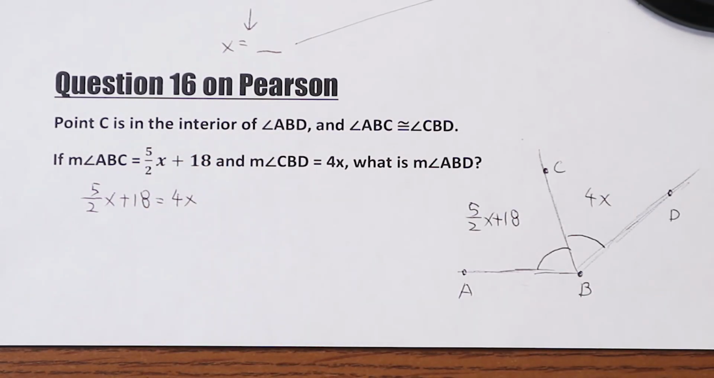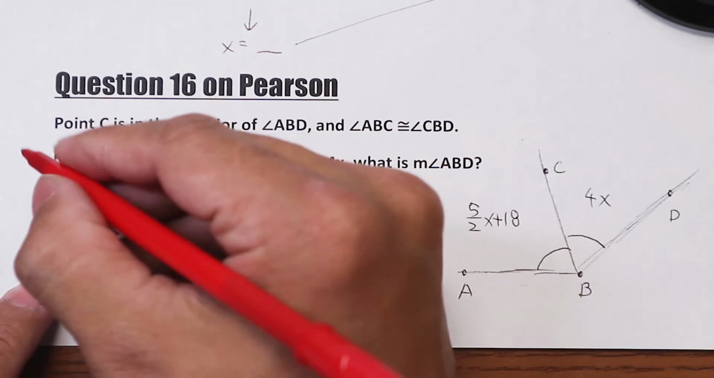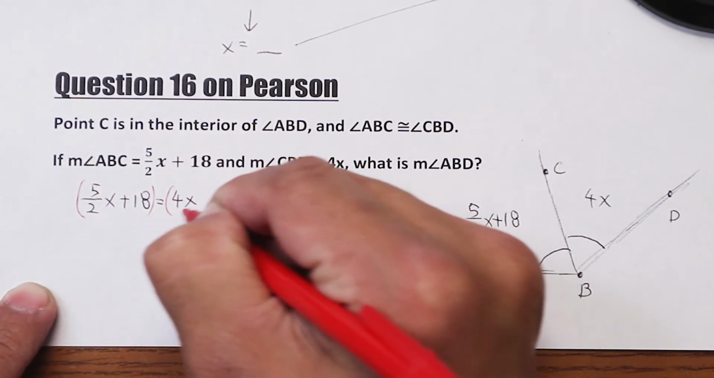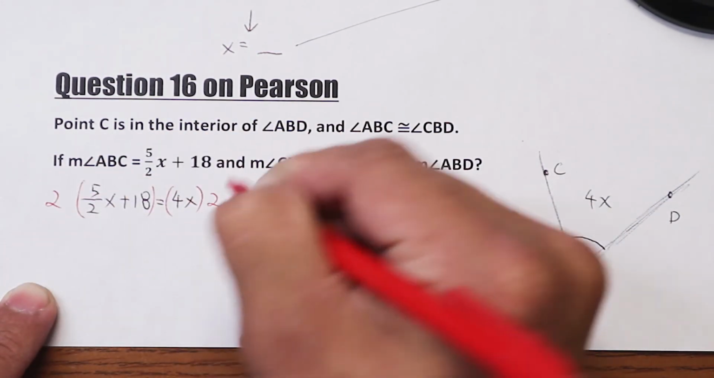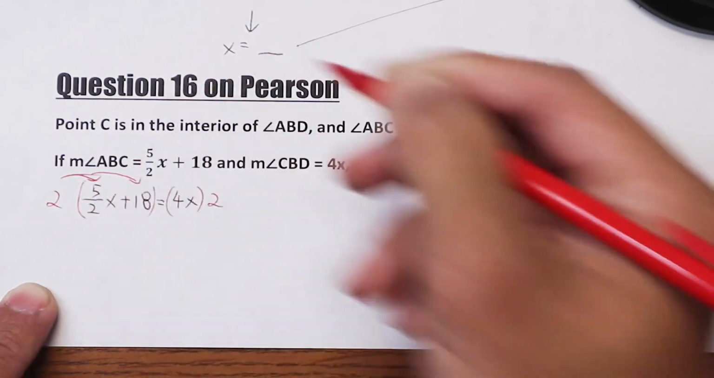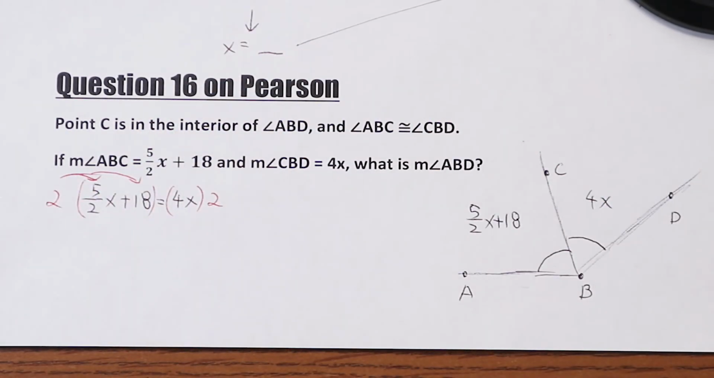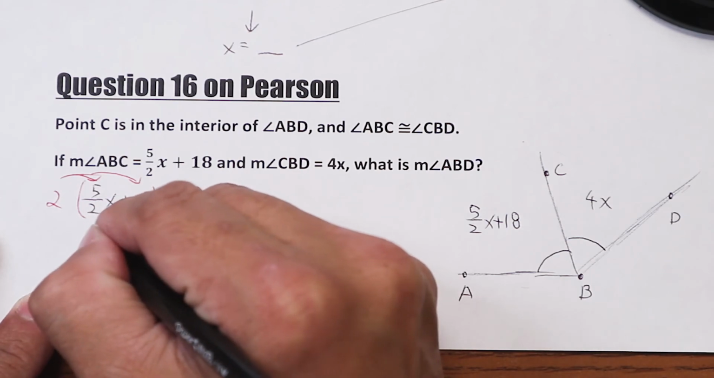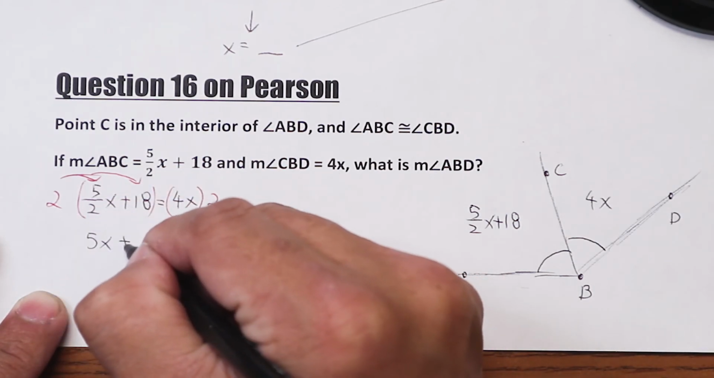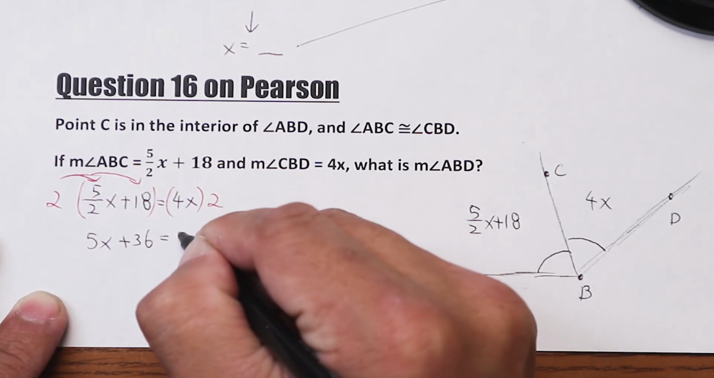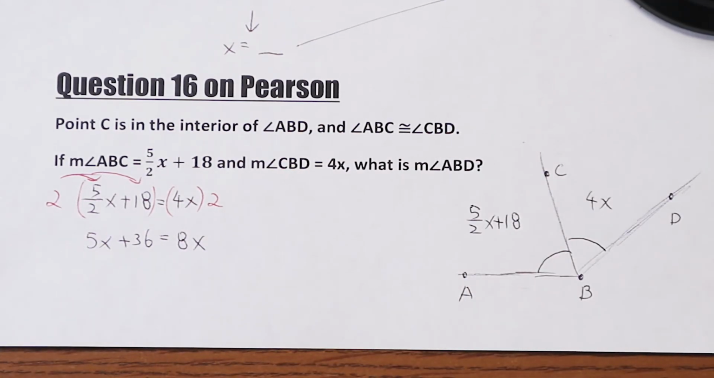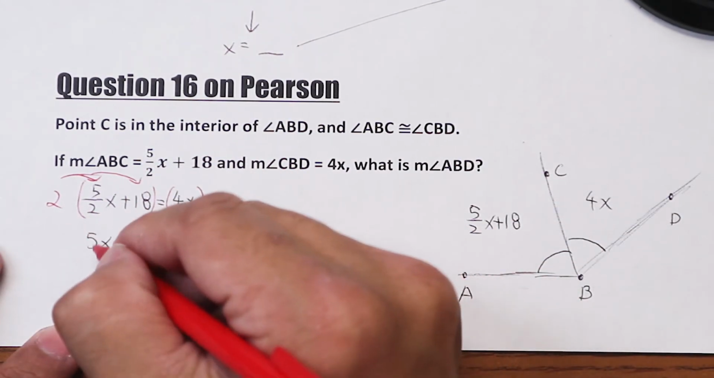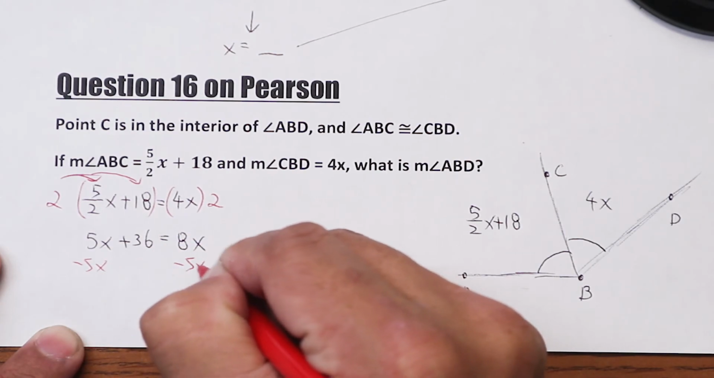Now, you have an equation that involves a fraction. Remember, we don't want to work with fractions, we want to get rid of the fraction. So you're going to multiply both sides by the least common multiple, which is 2. And you're going to use distributive property to get rid of all the fractions. Well, 2 times 5/2 x is just 5x. And then 2 times 18 is 36. And then 2 times 4x is 8x. Okay? And then from here, you subtract 5x on both sides.